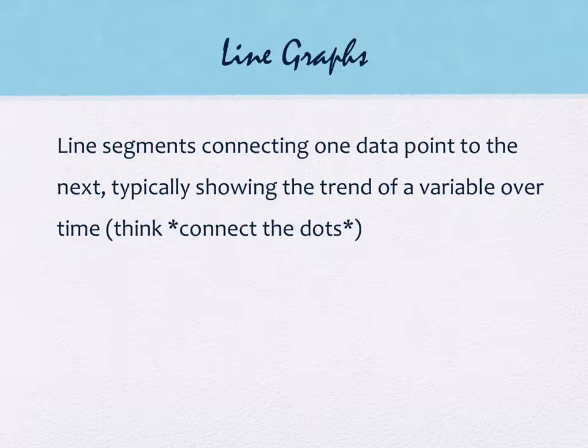There's a lot of data that we actually see presented in line graphs. One of the real common ones you'll see is things like stock market data. It bounces all over the place, and it's all line segments connecting one month to the next or one year to the next. So they're showing a change in something over time.